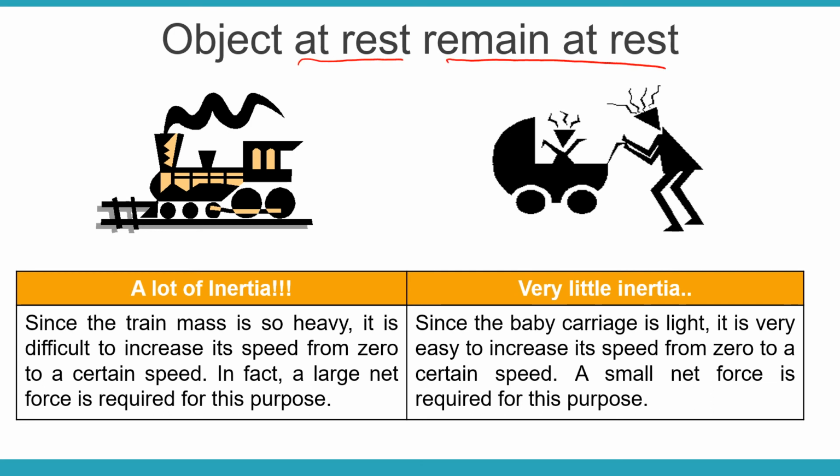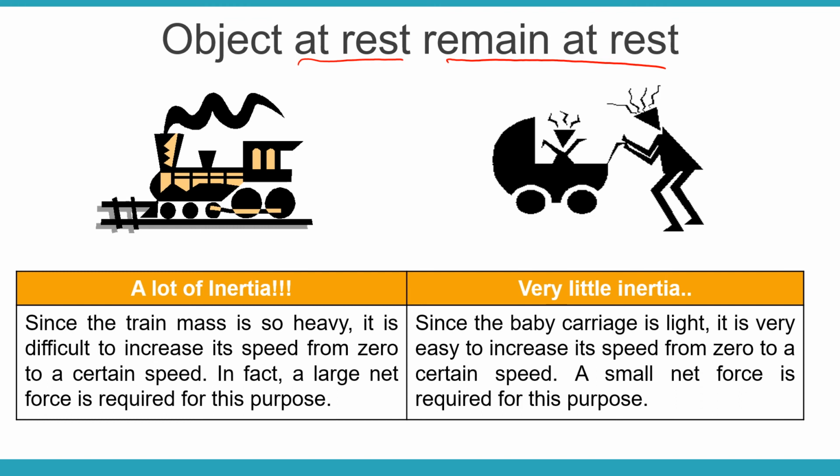So for example, kita ada kereta api. So kereta api, since the train mass is so heavy, it is difficult to increase its speed from 0 to a certain speed. Sebab tu kalau kereta api nak bergerak, kalau perasan awal-awal kan, dia stop. When dia nak start bergerak tu, dia ambil masa sebab dia akan slow-slow kan, dia tak terus laju. Sebab apa? Sebab dia berat. Okay, so a lot of inertia. Jadi bila a lot of inertia, a lot of force yang diperlukan untuk menggerakkan kereta api yang remain at rest.